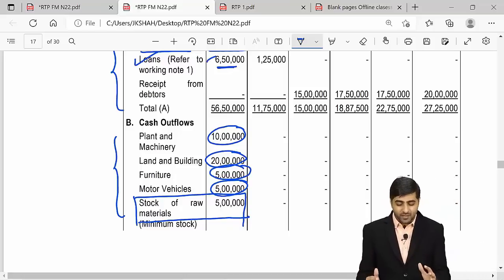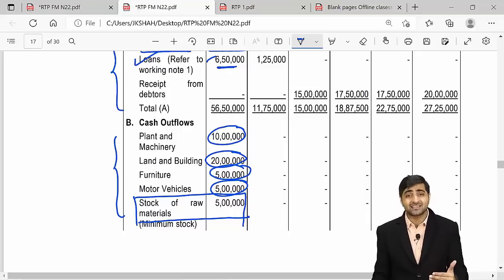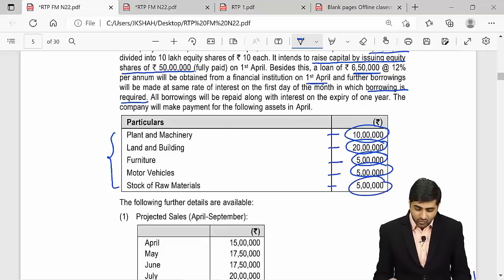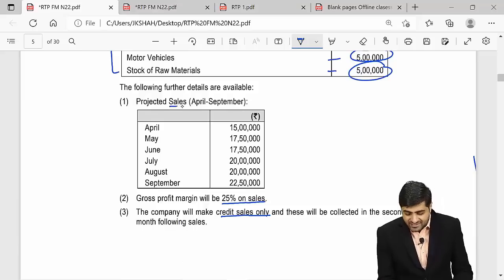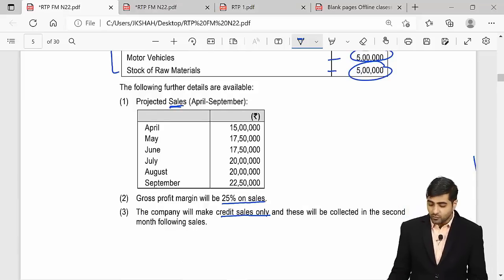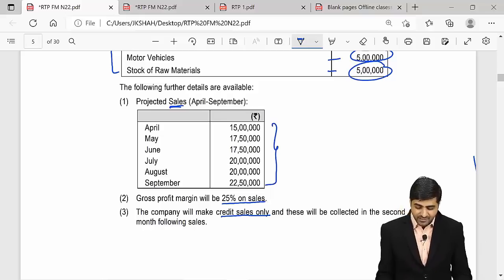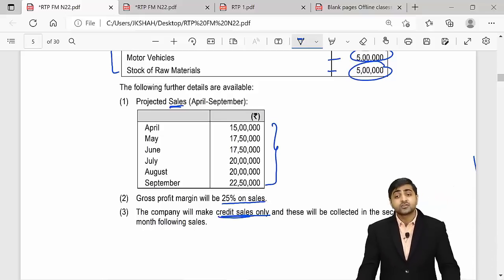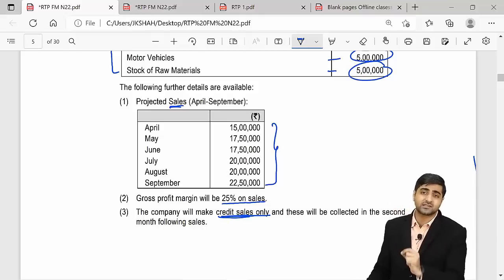So in the month of April, these all are your outflows which you can directly see from what is available in the question. Okay, so now continuing further, we have the sales which is given to you. Now we have sales from April to September, and the best part is they have told you that the company is going to make credit sales only. So basically we don't have any cash sales in the question.